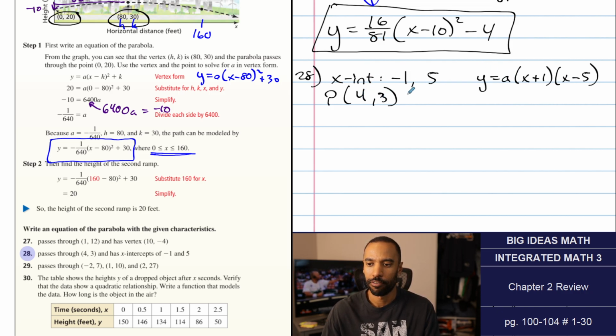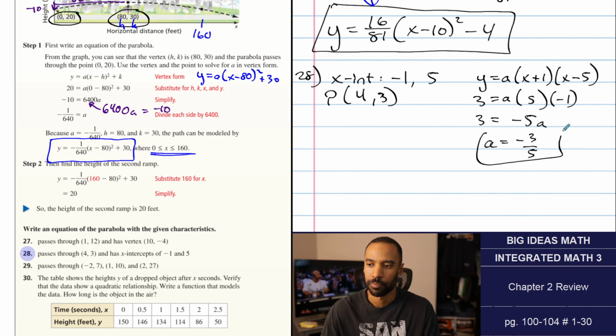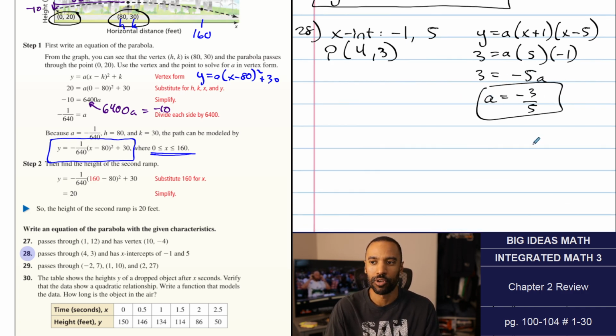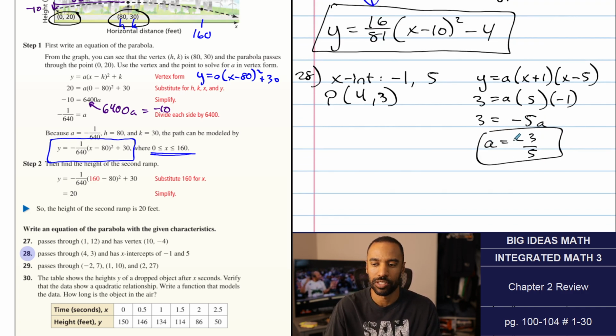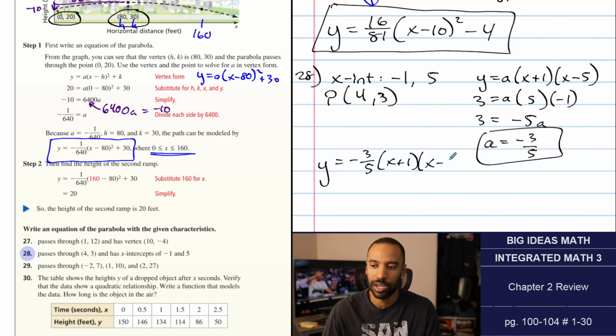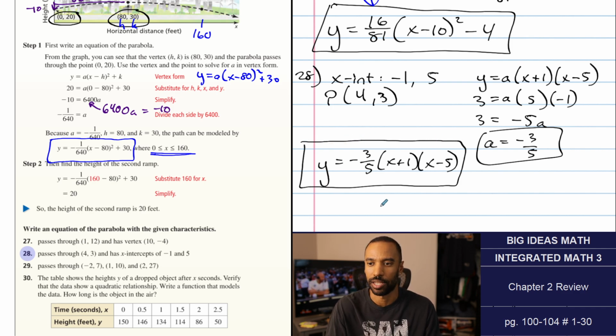So let's plug in 4 for x, 3 for y. 4 plus 1 is 5. 4 minus 5 is -1. We get 3 equals -5a, and a equals -3/5. What I like about these problems is I'm good in accepting what that kind of answer is. It's a strange one, but since we're not graphing it, since we're not doing any other questions based off it, the fraction is all, and then we just write the problem, and we're good. I don't have to do anything else with it. We're taken care of. That's it.